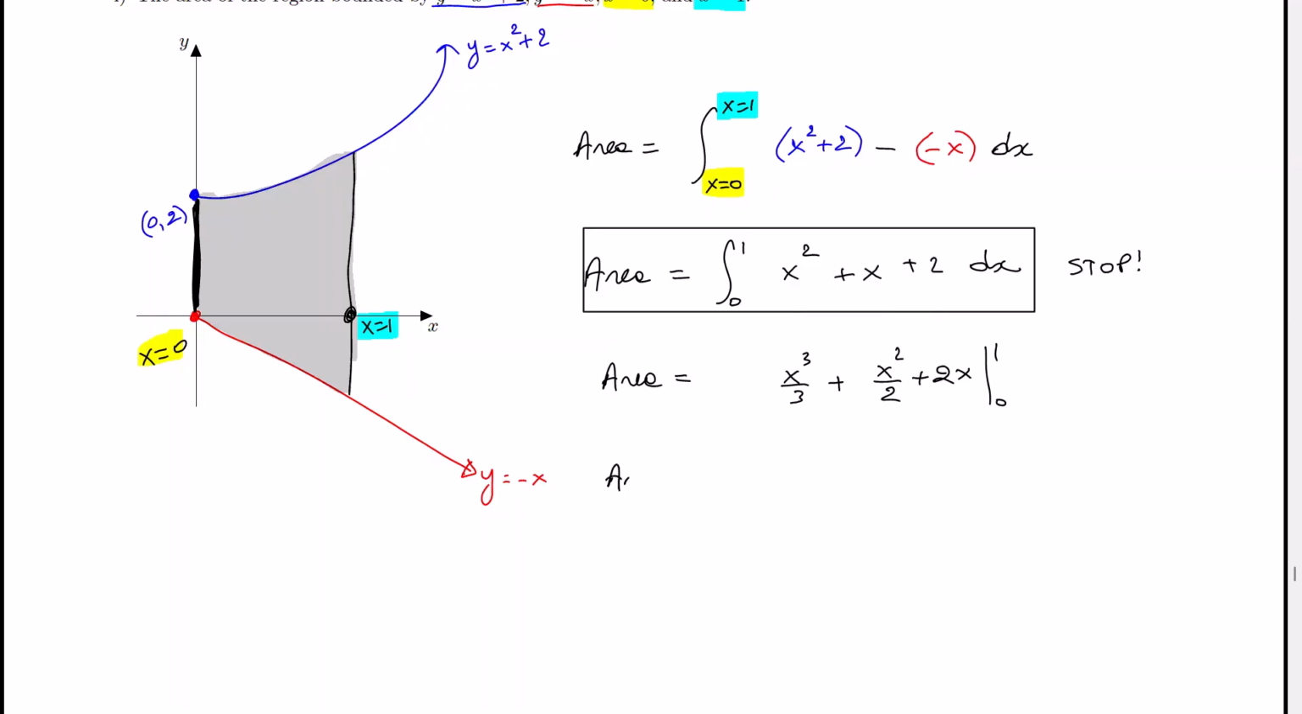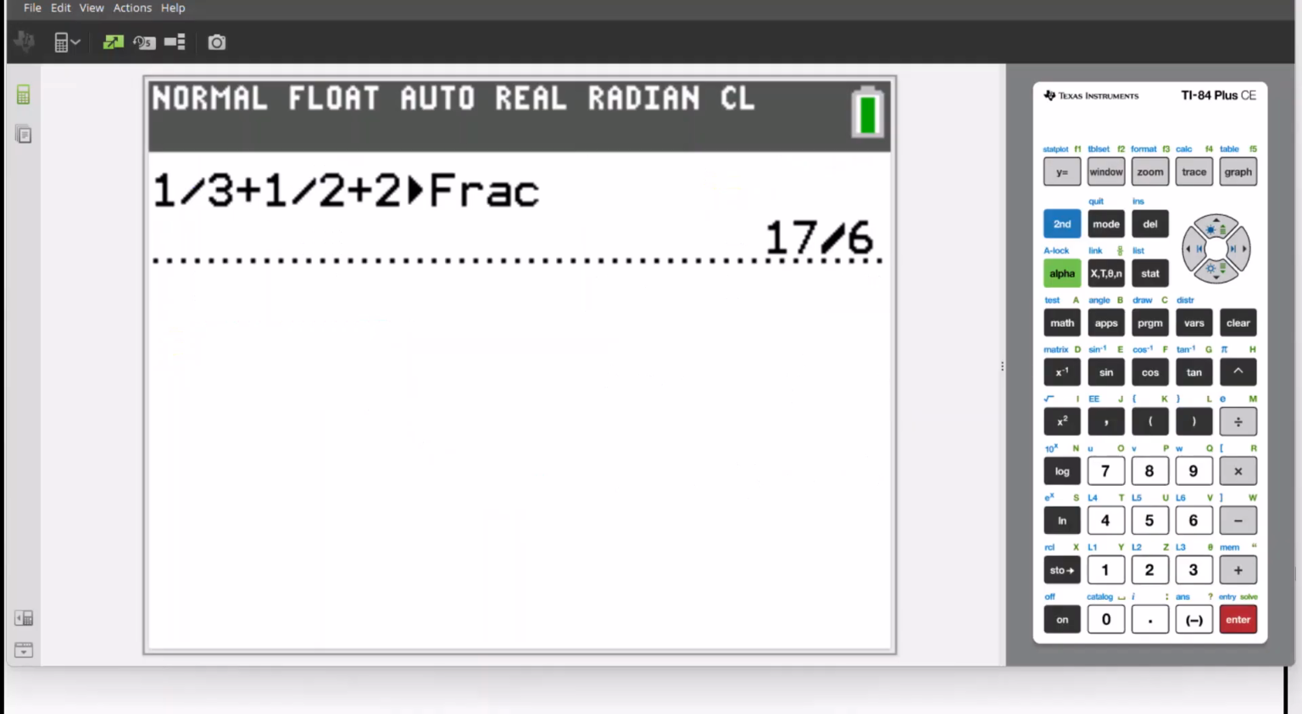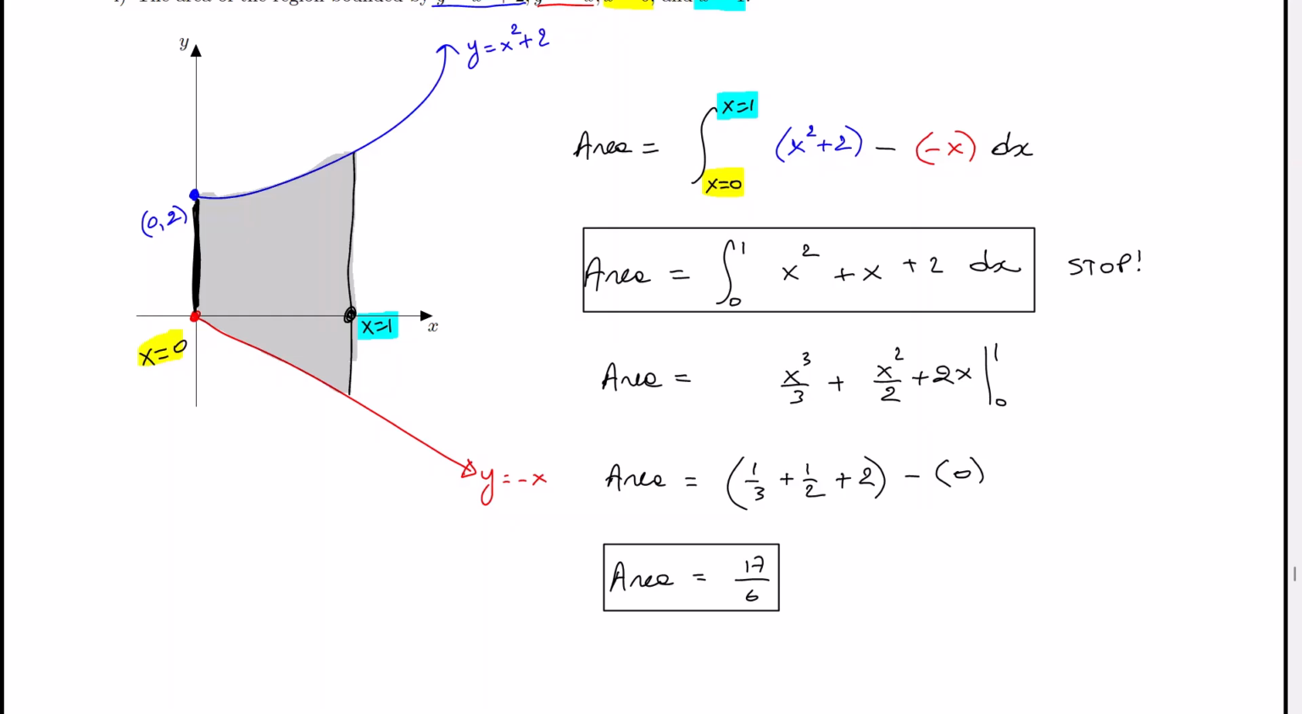The fundamental theorem of calculus tells me that I need to plug in the upper bound first, then the lower bound. So when I plug in 1, which is the upper bound, into all of the x's, I get 1/3 and 1/2 and 2. And when I plug in 0 into all the x's, I basically get 0. So the answer is going to be 1/2 plus 1/3 plus 2. And we can see that the sum of these numbers is 17/6.